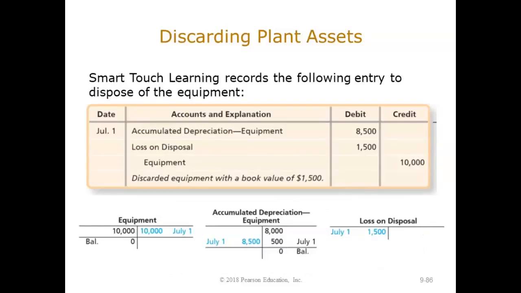So in this case, I have a debit to accumulated depreciation of $8,500, a loss on disposal of $1,500, and a credit to equipment of $10,000.